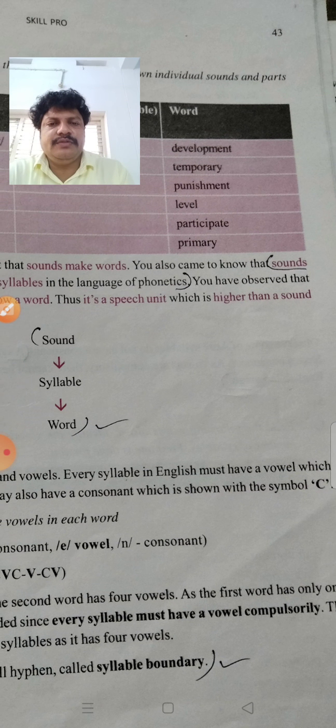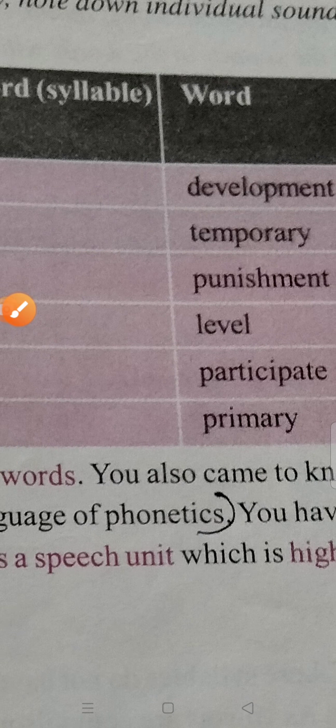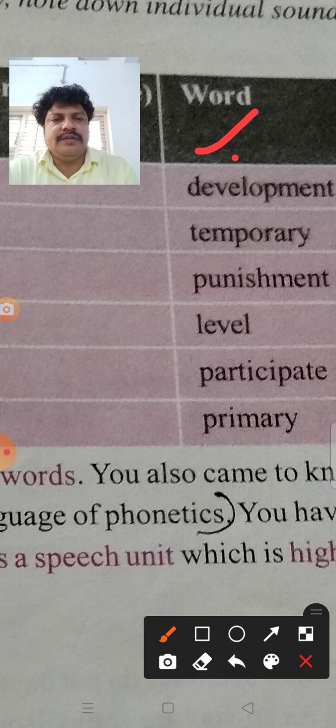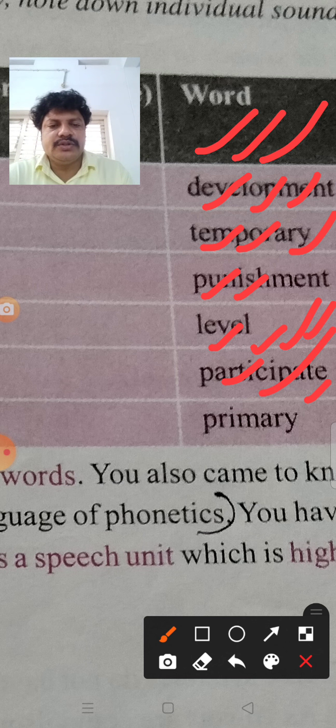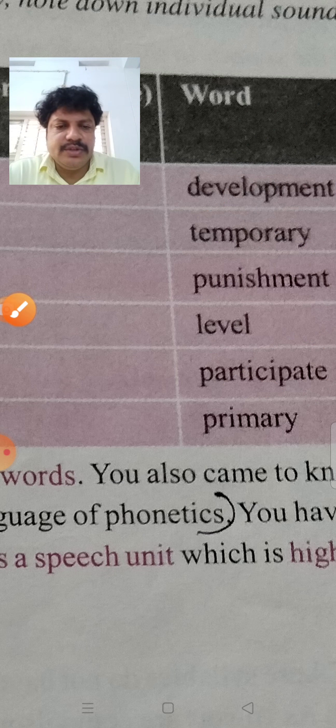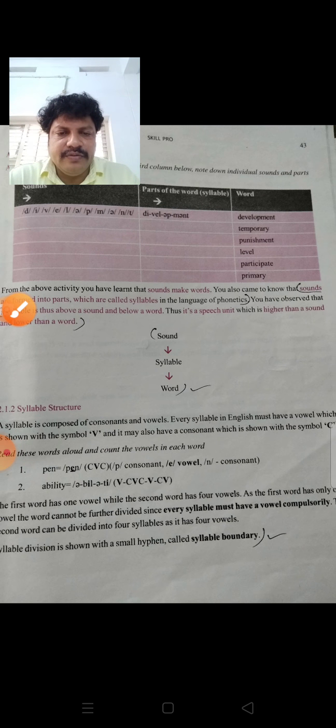Suppose, for example, development. How many vowels are there? De-vel-op-ment, each with its own vowel sound. So compulsorily a vowel must be there, then only is a syllable formed.